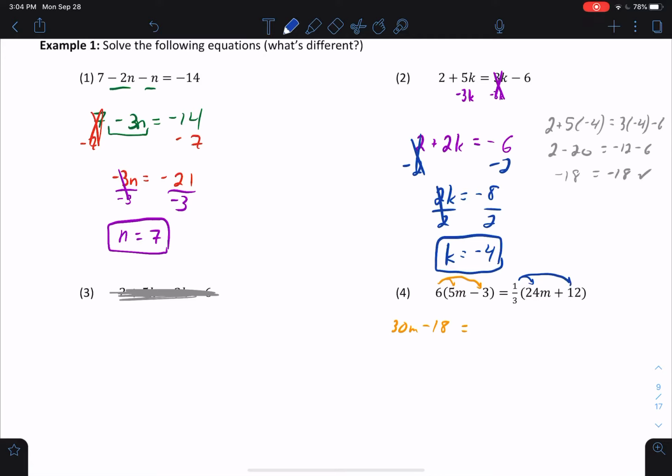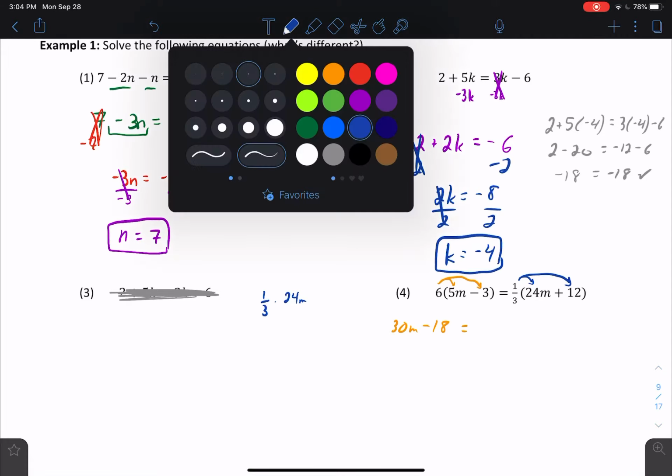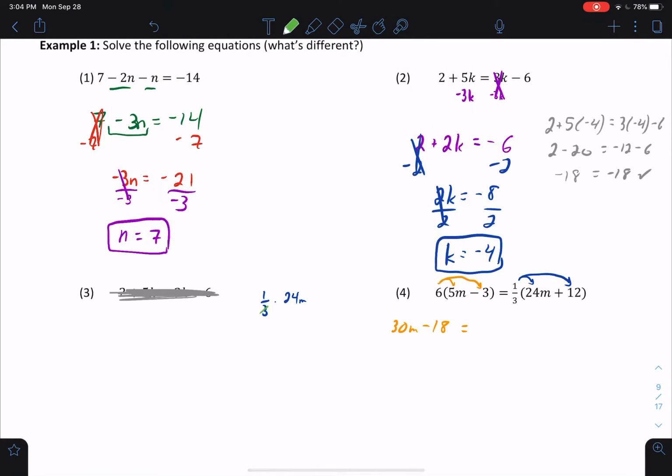I got to distribute 1/3. So I'm off to the side here. I'm going to take 1/3 times 24m. If I cross cancel here, 1/3 times 24m is going to be 8m. And then 1/3 times 12, if I cross cancel there and then multiply across on the top and the bottom, that's going to give me positive 4.